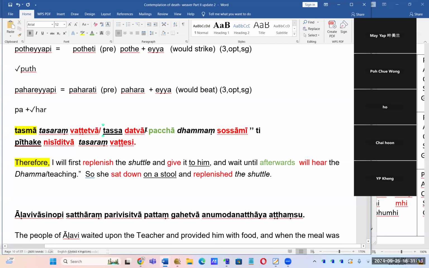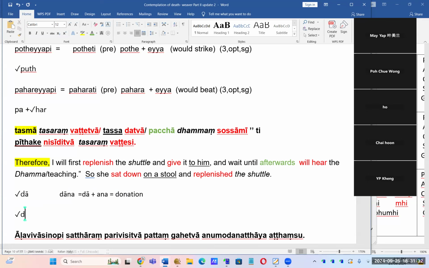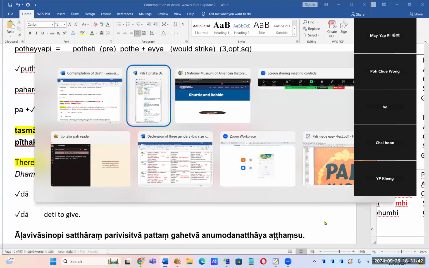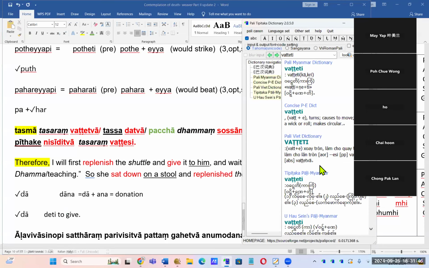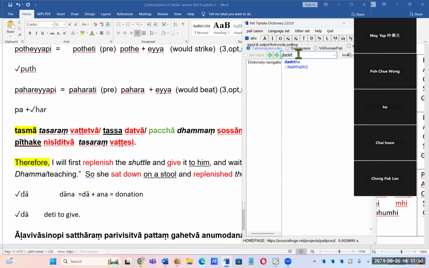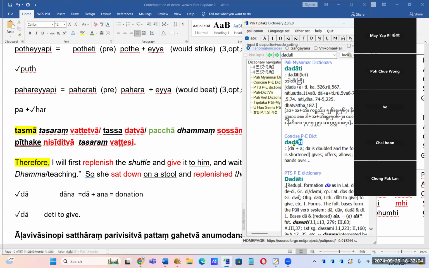So the new word will be tatwa, which we saw before. Tatwa is from the word da. The root will be da. From the word da, when you have dana, it means da plus ana, so you get donation. So the word da, sometimes you add the present form, will be deti, to give. Another word will be dadati, where the da becomes double, right?